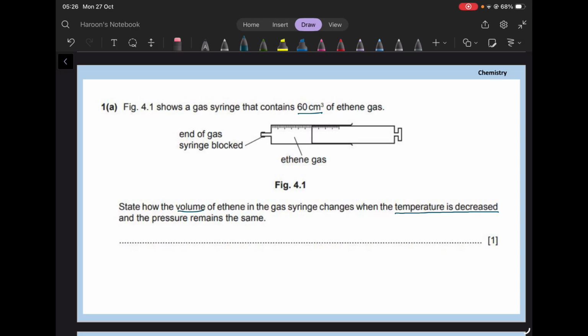So volume relationship with temperature, temperature and volume, they have a direct relationship. So over here they are saying show how the volume of ethene in the gas syringe changes when temperature is decreased. So when we decrease the temperature, the volume has to decrease as well. Direct relationship. So we can write volume decreases.